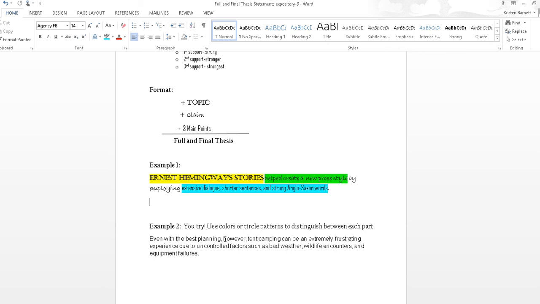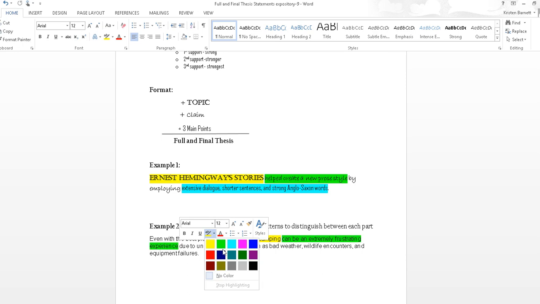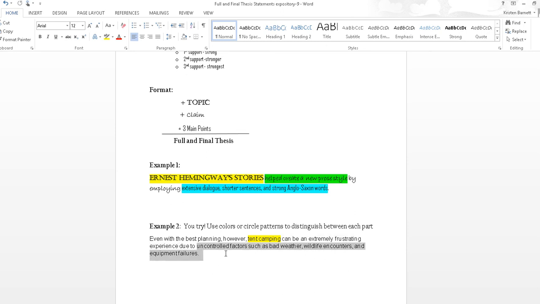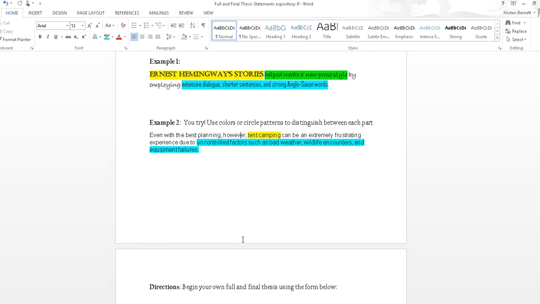Okay, so hopefully you noted that the topic of this thesis is tent camping, what it's about. And the person is claiming that it can be an extremely frustrating experience. And how they're going to prove it, they're going to look at uncontrolled factors such as bad weather would be a body paragraph, wildlife encounters would be another, and equipment failures would be the last one. So that's how you set up a thesis. Now I want you to start to write your own.